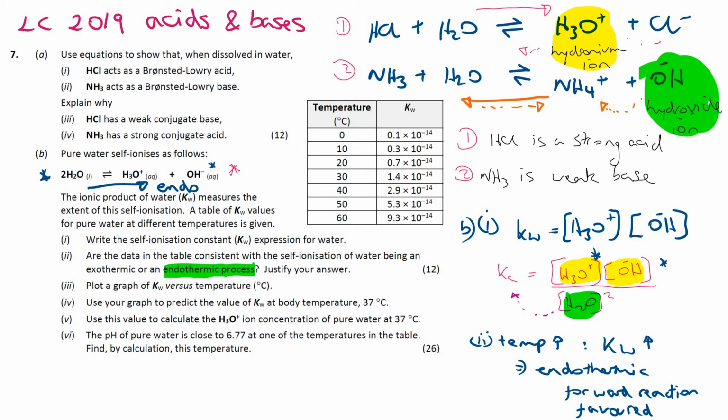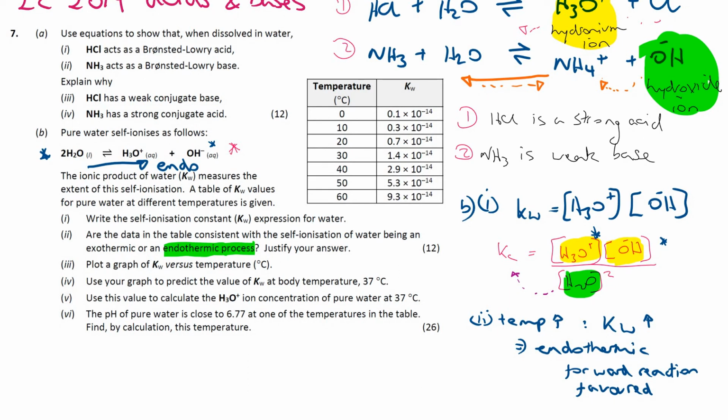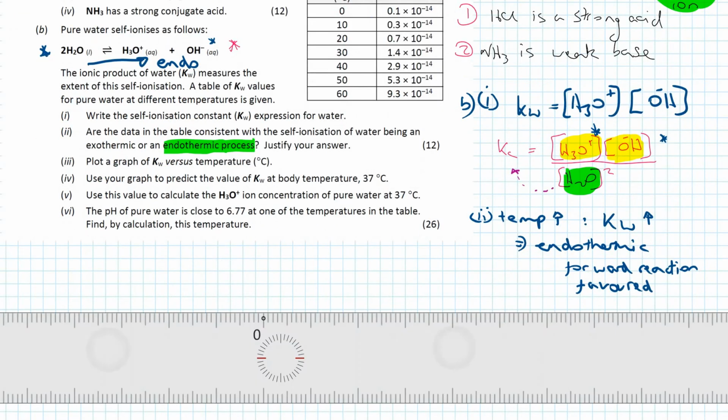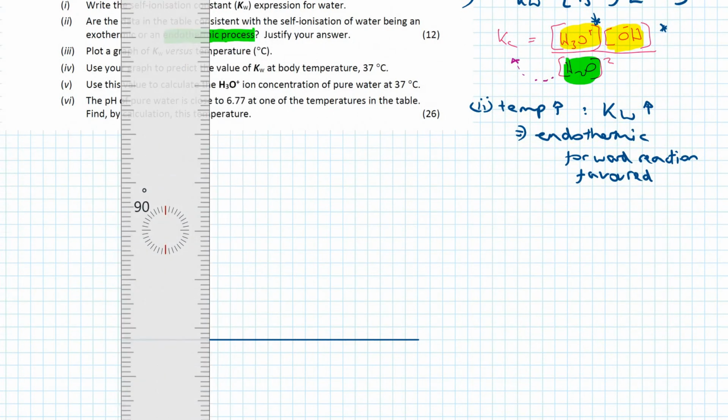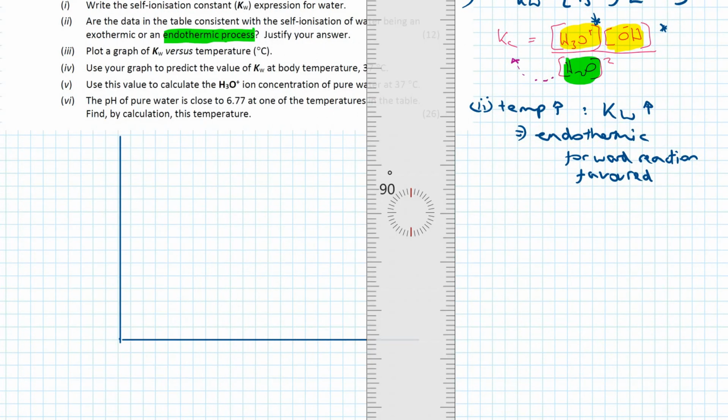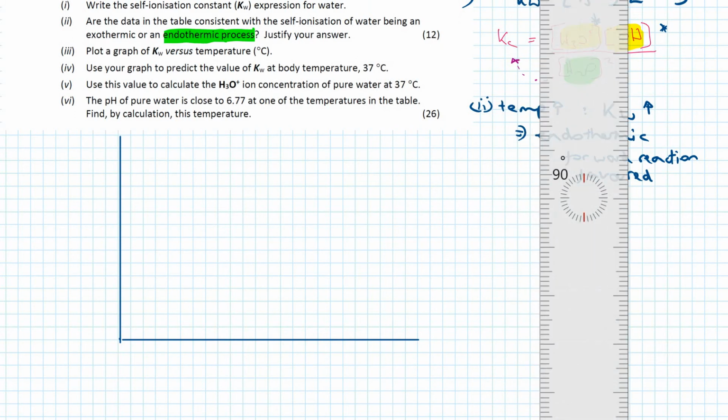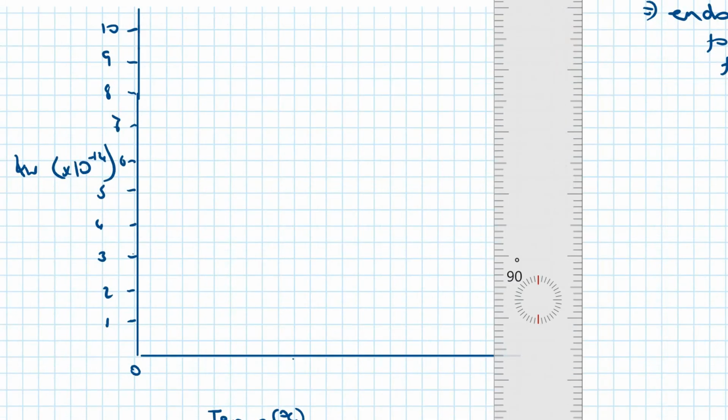For the next step, we're asked to plot a graph of Kw versus temperature. So I'm just going to change the view very slightly there to quickly go through this. The temperature is the independent variable that goes on the x-axis. Our dependent variable is our Kw. So we've got our y-axis there, and we're going to do our x-axis up to 60, since it's the independent variable. So we're going to spread it out a little bit.